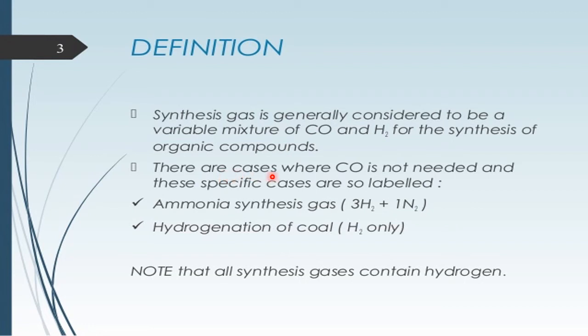There are cases where CO is not needed, and these specific cases are labeled like ammonia synthesis gas. Means what? This is the combination of nitrogen and hydrogen used to synthesize ammonia. Therefore, it is called ammonia synthesis gas. And this is what? Hydrogenation of coal. So when the coal is treated with hydrogen, coal plus H2, that mixture is called what?